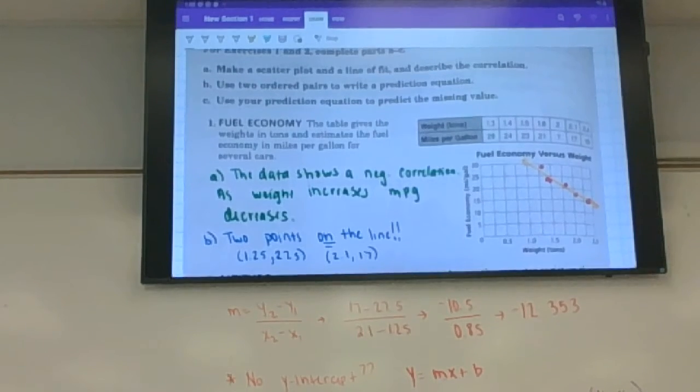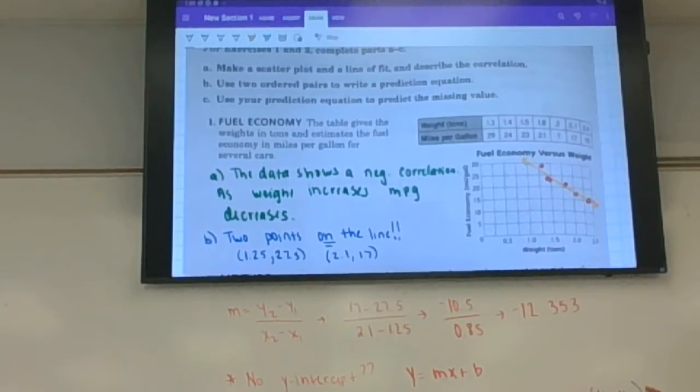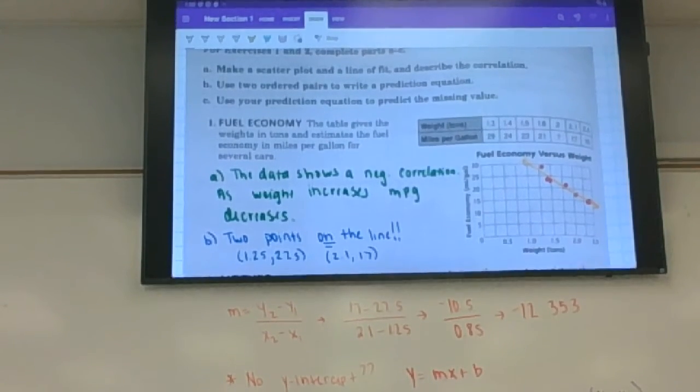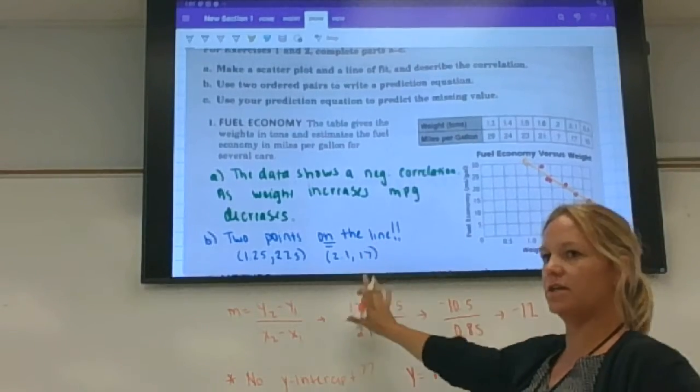So I have negative 13.3 times negative 1.5. So this is my prediction equation. I show all this work to get credit for it. Letter C. Yeah, that was A. This was B carried through here.